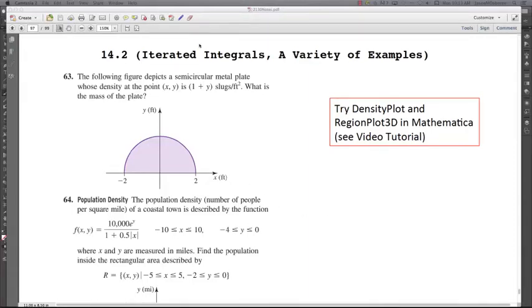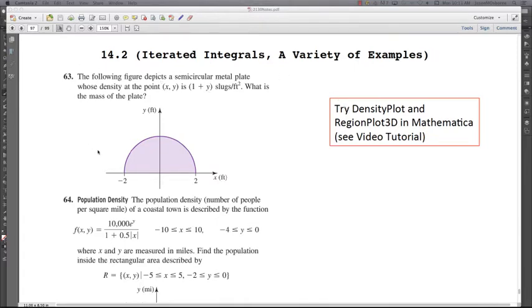This is just a quick video on the different interpretations of double integrals in the context of, you're given a function of x and y. In this case, it is 1 plus y. This is a problem from the problem set notes on our website. And the idea here is I just want to introduce you to the Mathematica commands called DensityPlot and RegionPlot3D, which will help us with interpreting double integrals.